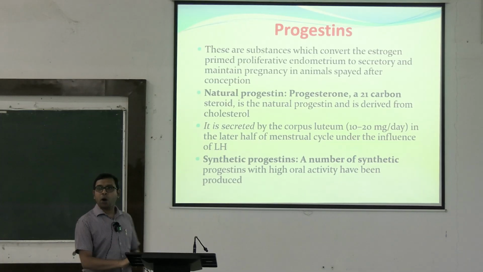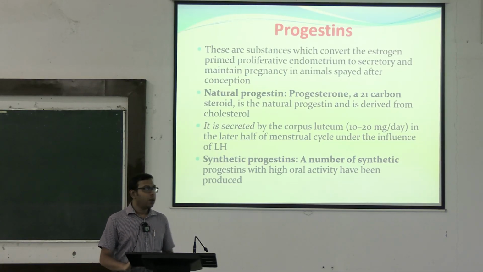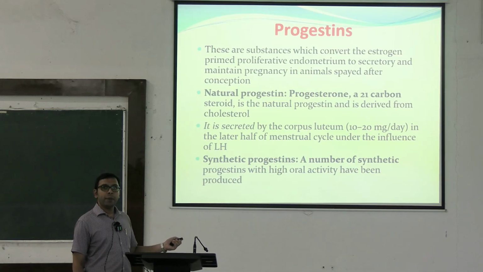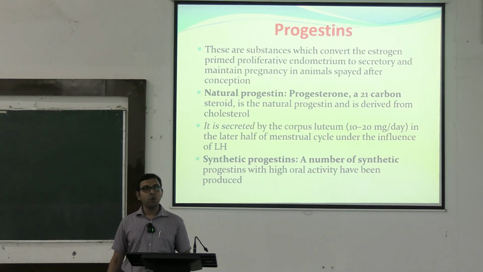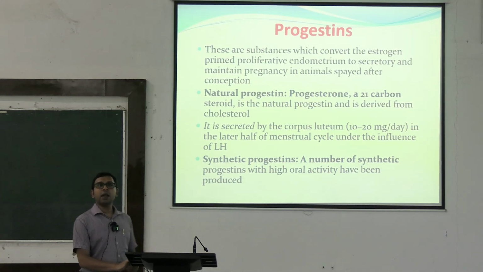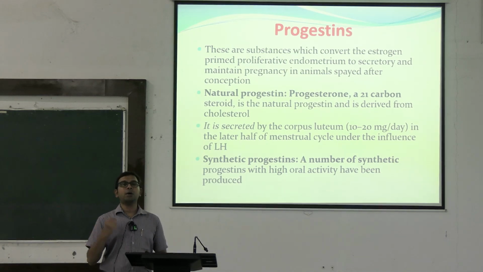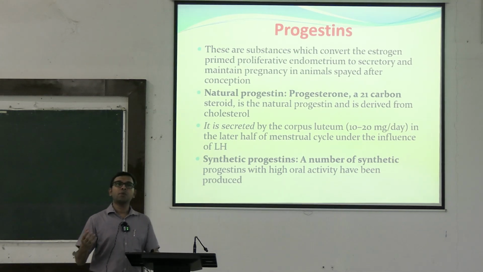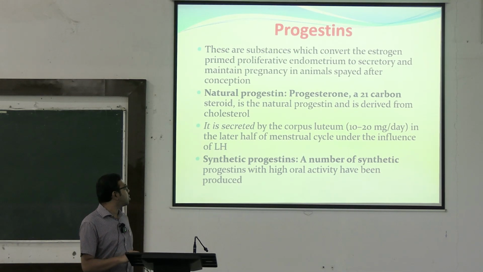It is secreted by the corpus luteum, already you have seen. Corpus luteum secretes 10 to 20 milligram per day, in the latter half of the menstrual cycle under the influence of the luteinizing hormone LH, which is secreted from the pituitary. Synthetic progestins are a number of synthetic drugs that can be used for the treatment of different diseases.